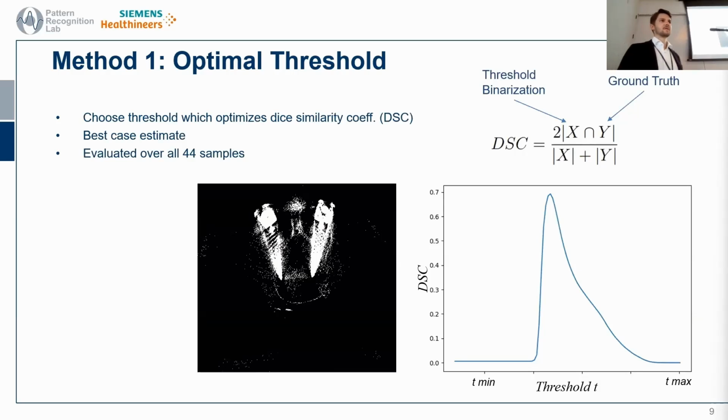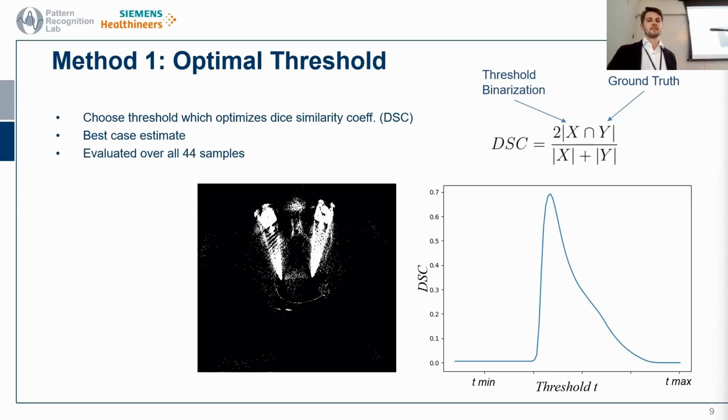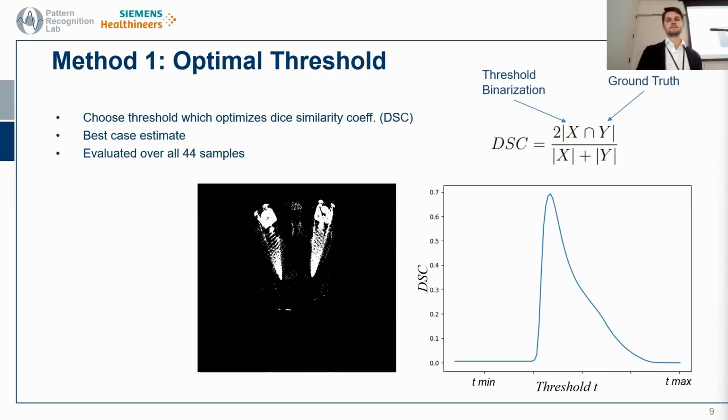I want to briefly introduce the three methods that I would be comparing. The first one is called optimal thresholding, and I think it's very evident what this is about. We apply a threshold to the image and we select the threshold that yields the highest dice coefficient when we compare the resulting segmentation with the underlying ground truth. So in this case, it would be at the very tip of this curve here.